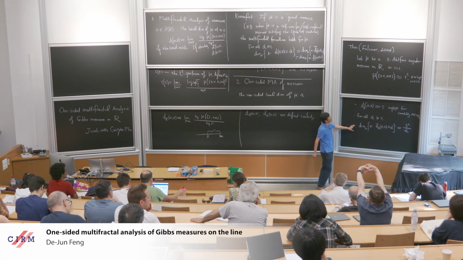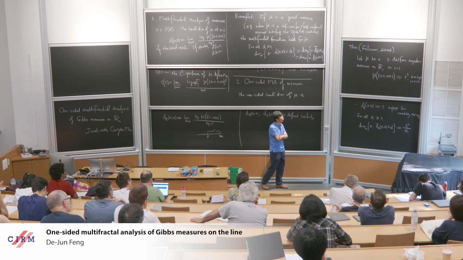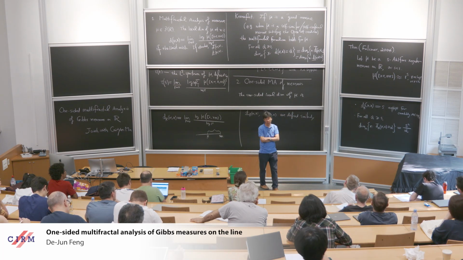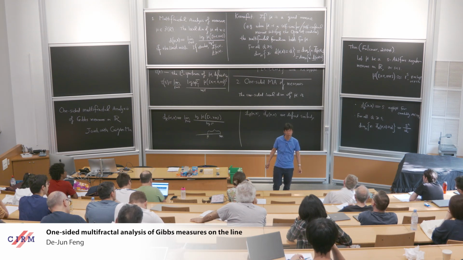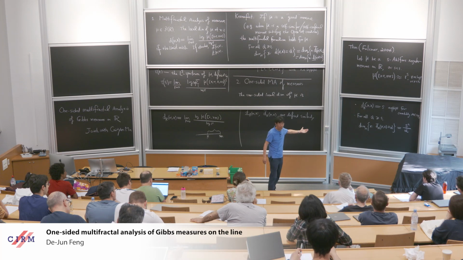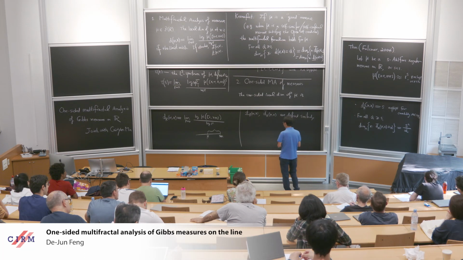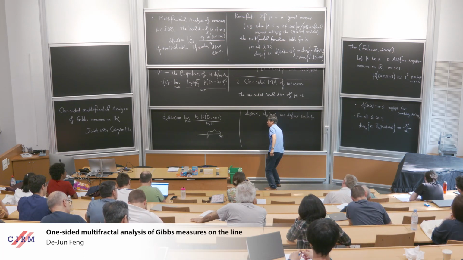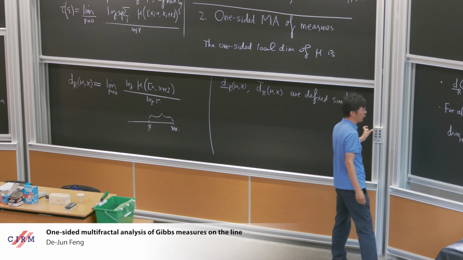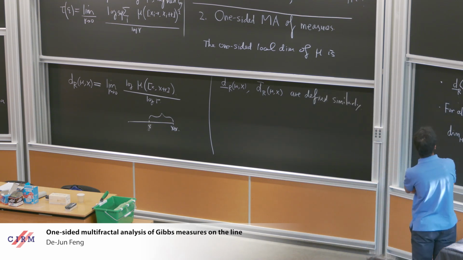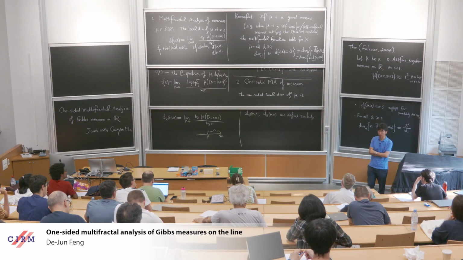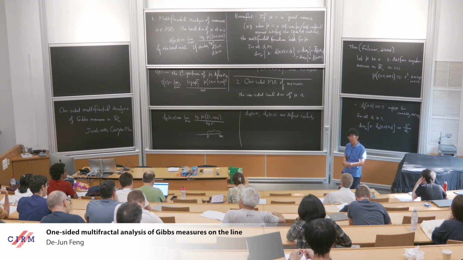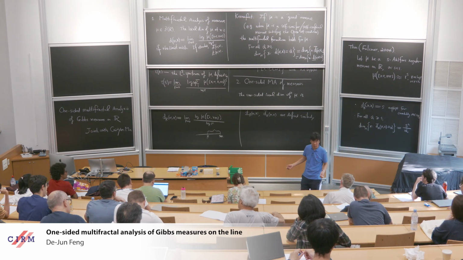However, Falconer only considered the so-called Ahlfors regular measures. So there is a natural question: how about more general fractal measures? Is this a typical situation? So that's our motivation. We would like to investigate the one-sided multifractal analysis for more general measures, for instance, self-similar measures or self-conformal measures.